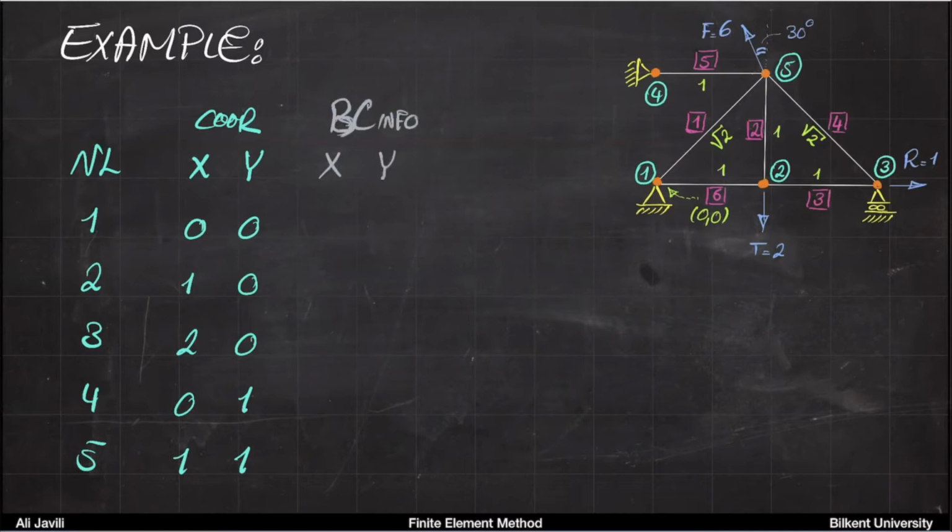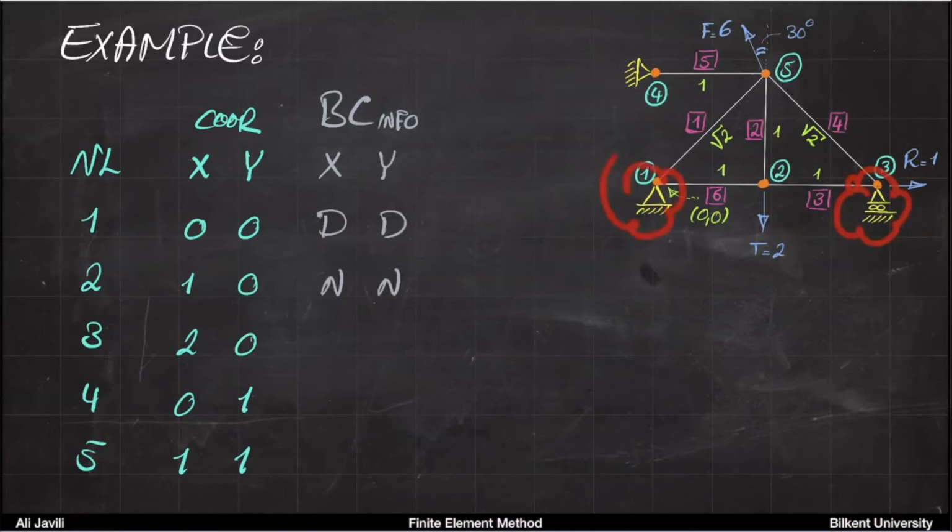So for node 1, what are the boundary conditions? Dirichlet, right? So this is for node 1. For node 2? Neumann, directly. Again, node 2? Neumann, right? Displacement? No, T is the force, right? So displacement is always like that.